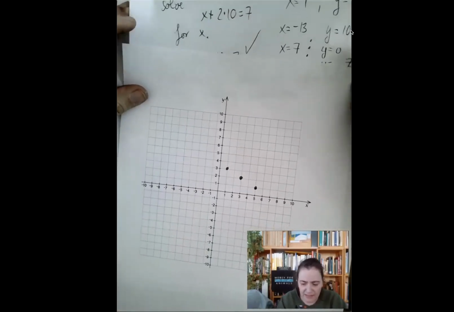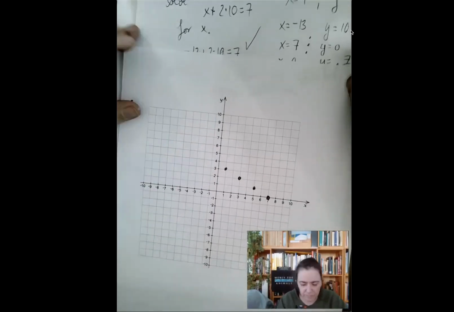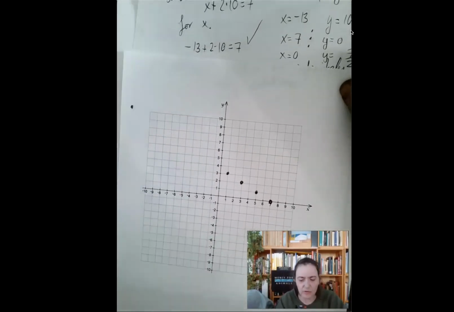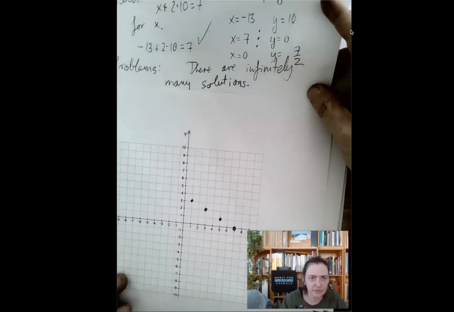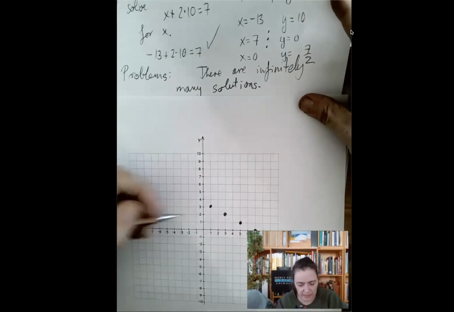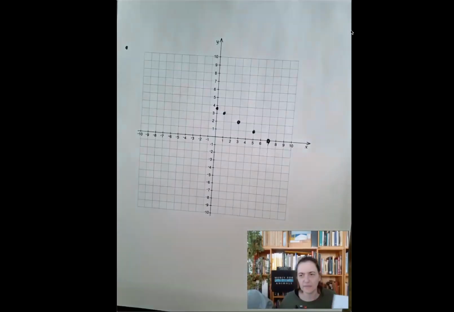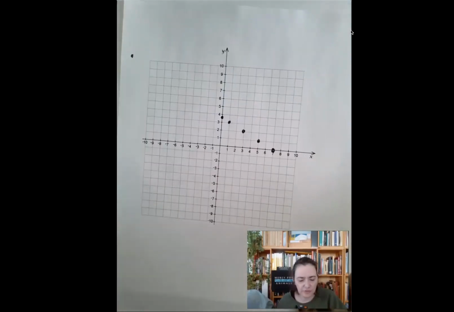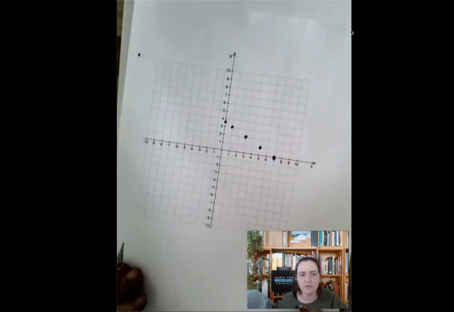If x is 7, y is 0. If x is 0, y is 3.5. I'm sorry, it's kind of hard. If x is 0, y is 3.5. Do you see something going on here? Find more solutions. Find some solutions here.